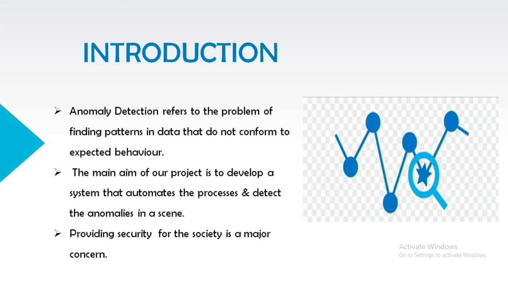Now, anomaly refers to the problem of finding patterns in the data which do not match the expected behavior. It means if we label anything as normal behavior, the condition or pattern which does not match with that behavior is termed an anomaly.